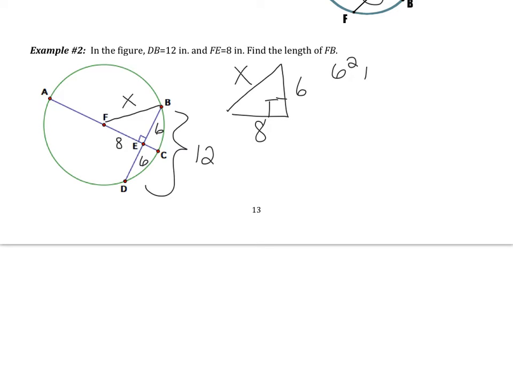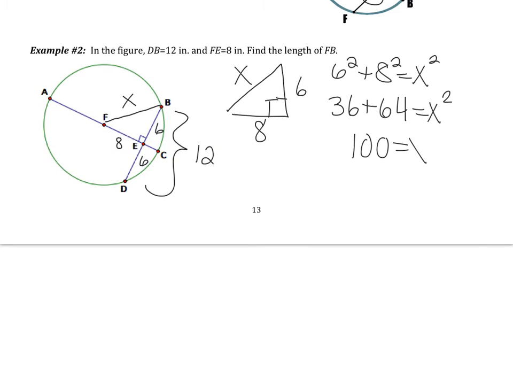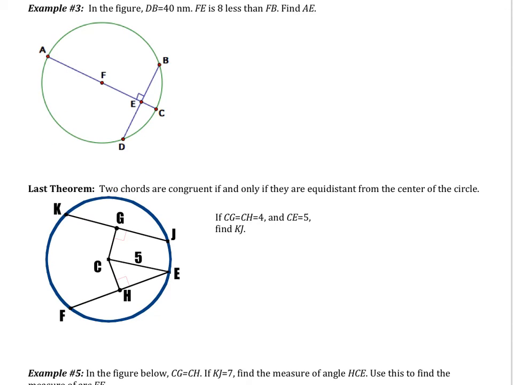So 6 squared plus 8 squared is equal to X squared. You get 36 plus 64 is equal to X squared. 100 equals X squared. Now when I take the square root of both sides, I do get plus or minus, but because this is the length of a radius, I don't even want the negative value because it wouldn't exist, so my value is X equals 10. Now I'm going to look back and make sure that I solved what they wanted me to find. They wanted me to find FB. I found it. It's 10.